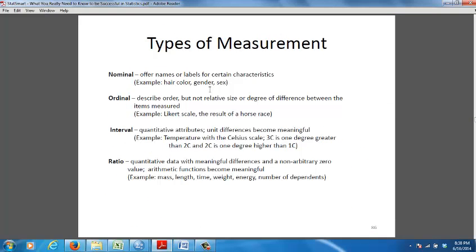Just as a reminder, since I've got it up here, nominal provides names or labels for stuff. Ordinal, you have order. Interval, unit differences become meaningful; you have the same difference between values. In a ratio, we have a non-arbitrary zero.